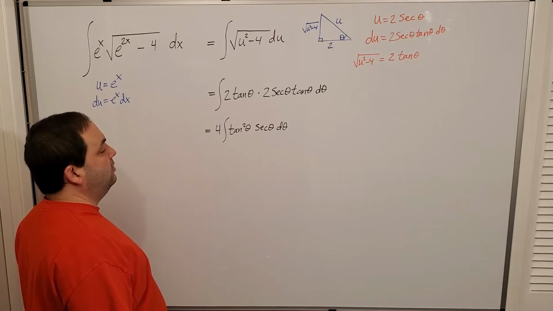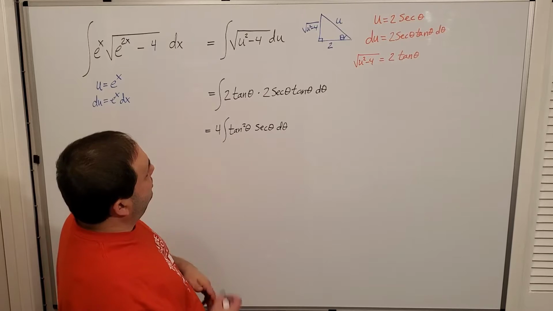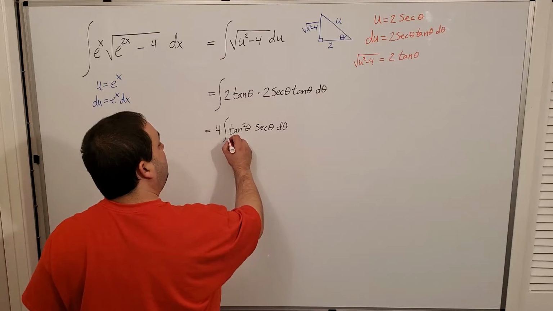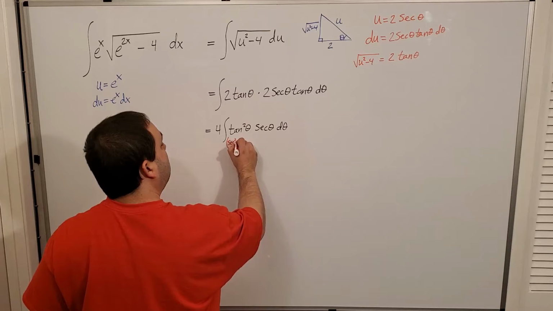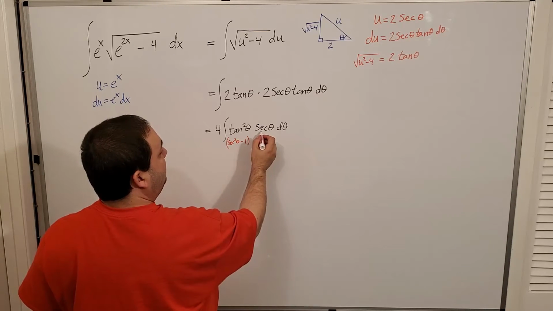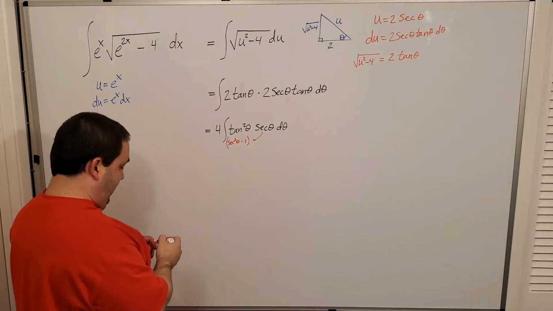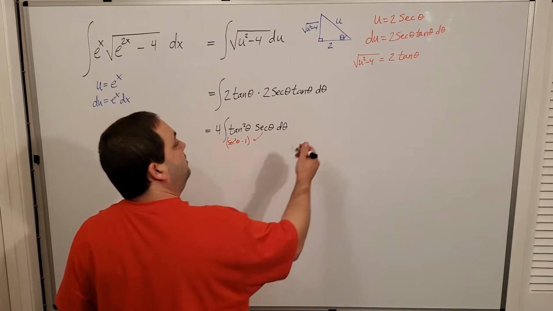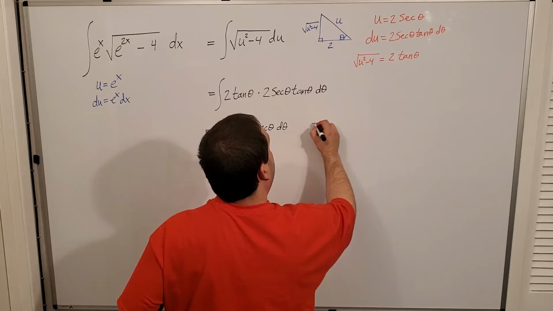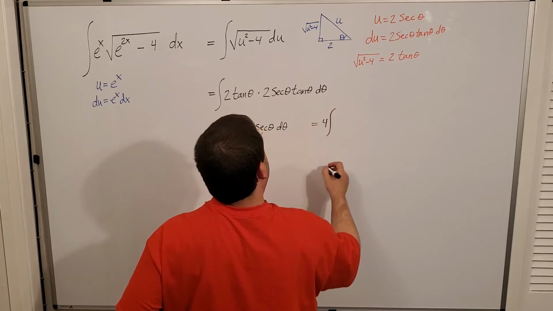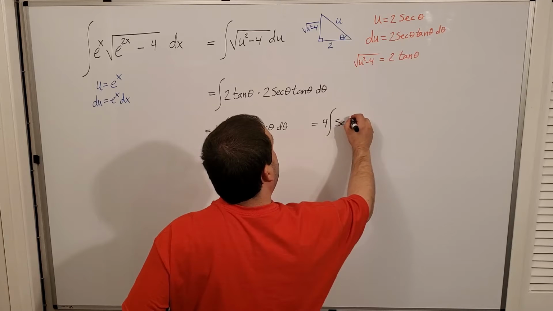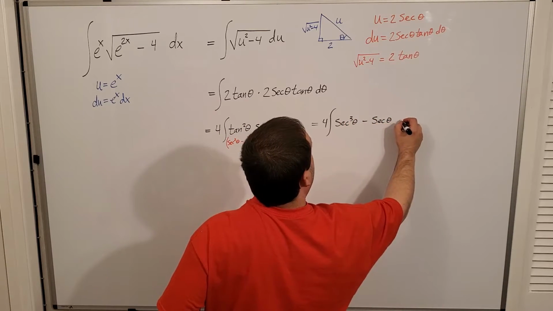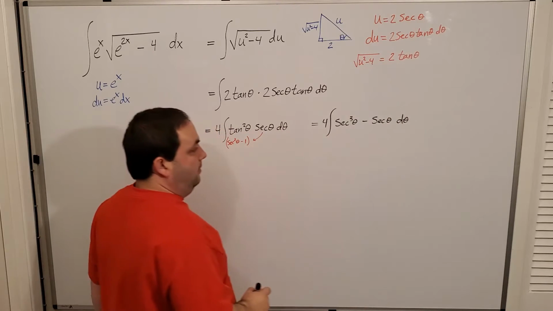So my only recourse then is to convert this tangent squared into secant squared minus 1. And then I'm going to distribute that secant into the parentheses, which is going to result in this integral. I'll have 4 times the integral of secant cubed theta minus secant theta d theta.